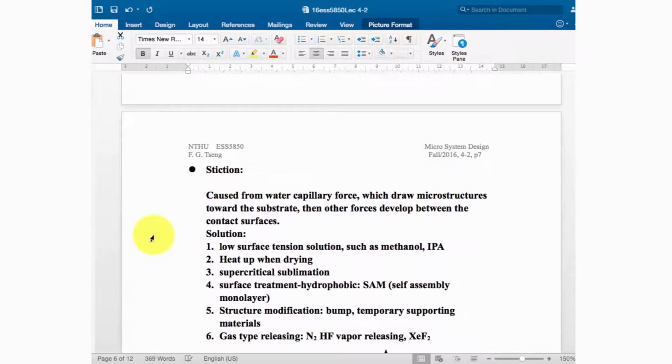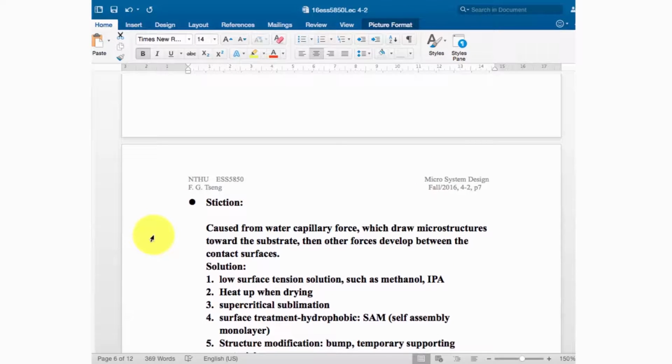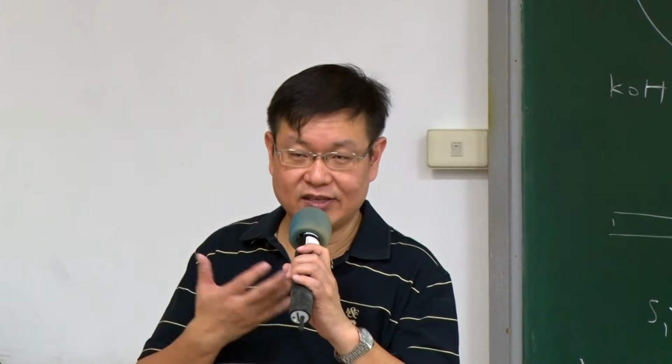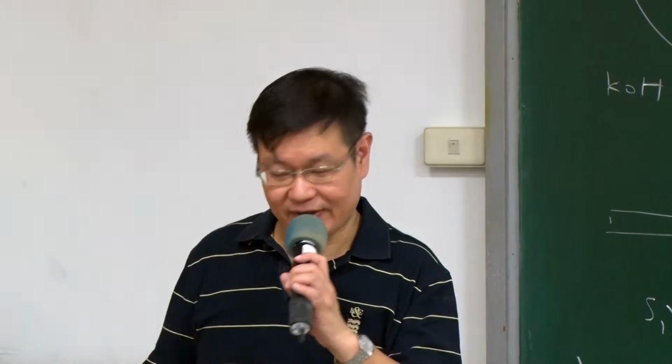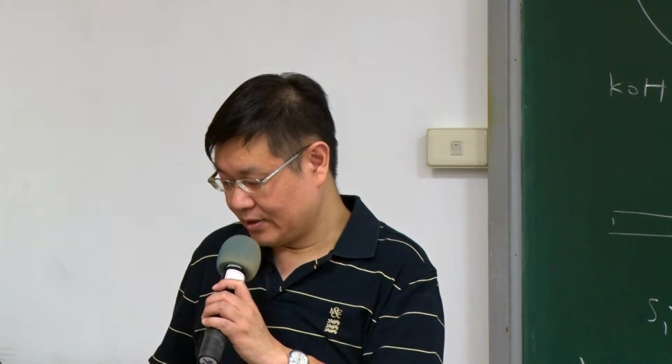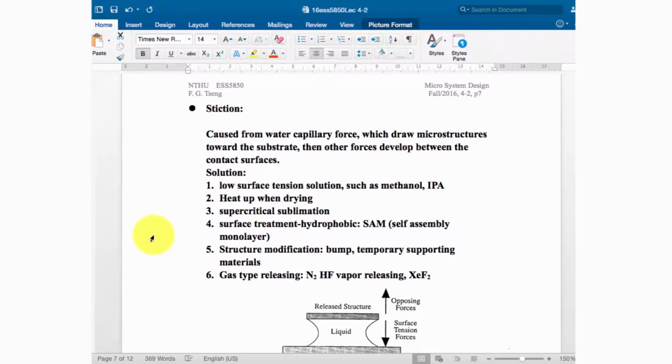Okay, now we will go on to the next topic about stiction. After you do the etching, you want to dry the structure to finalize the release structure. For surface micromachining, after the releasing, the etching process, you release the structure, and then you want to dry out the etching solution and get the final structure. One serious problem will start to happen. We call it stiction.